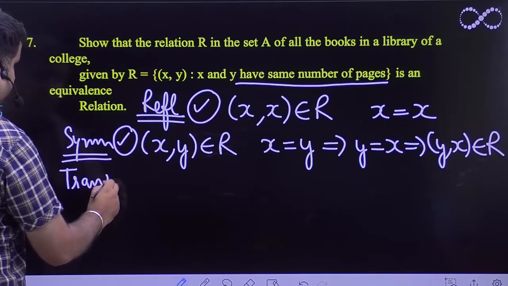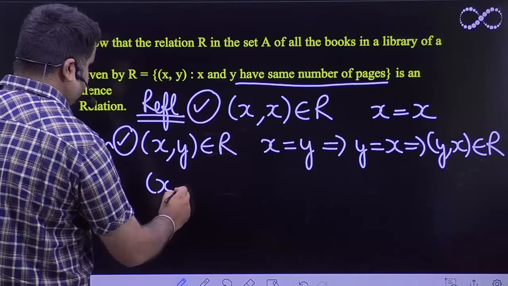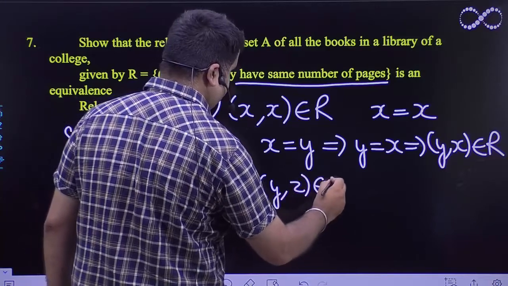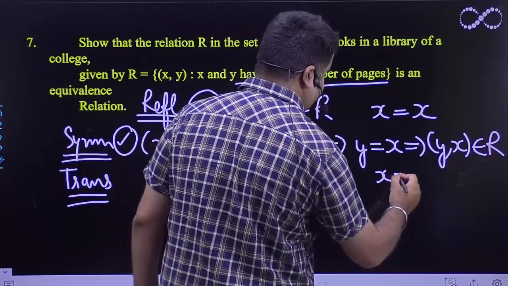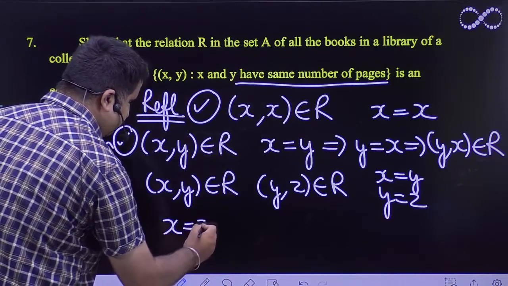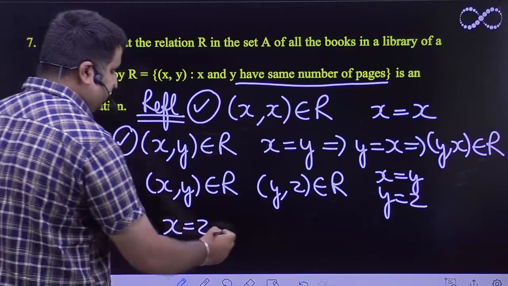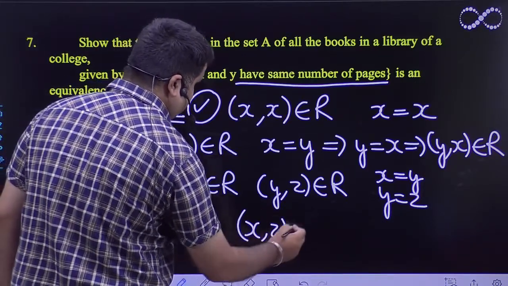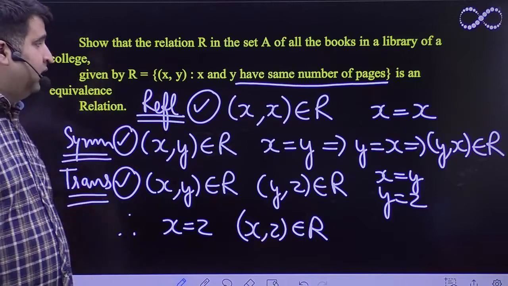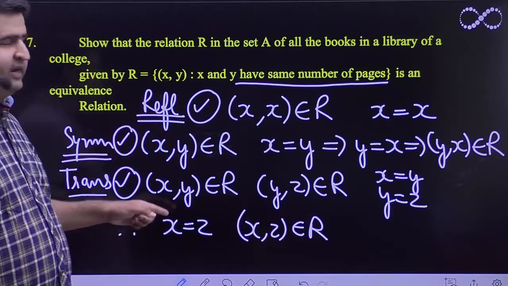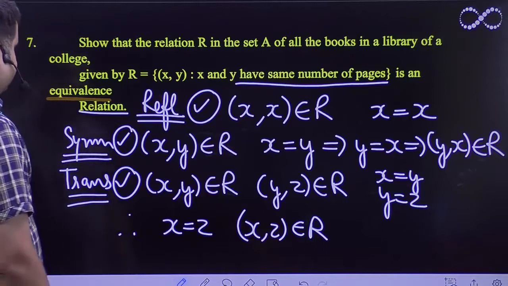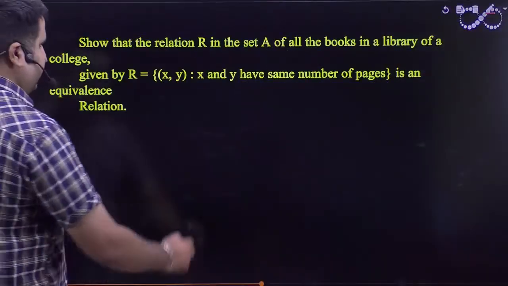Now we'll check for transitive relation. If (x, y) belongs to R, (y, z) belongs to R, it means x is equal to y and y is equal to z, which implies that x is equal to z also. Therefore (x, z) also belongs to R. So this satisfies the transitive property, reflexive property, symmetric property. So relation in which all these three properties are satisfied is called an equivalence relation. So therefore this relation is an equivalence relation. Let's check for the next question.